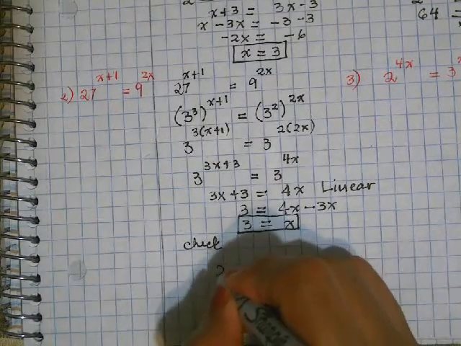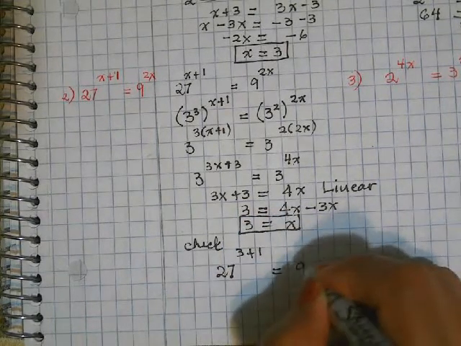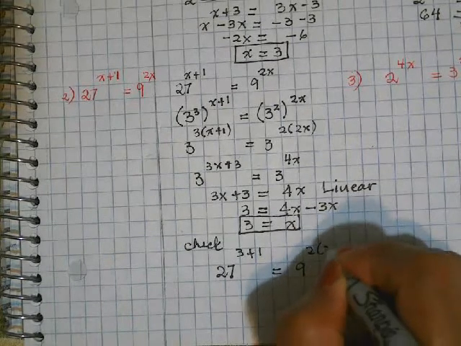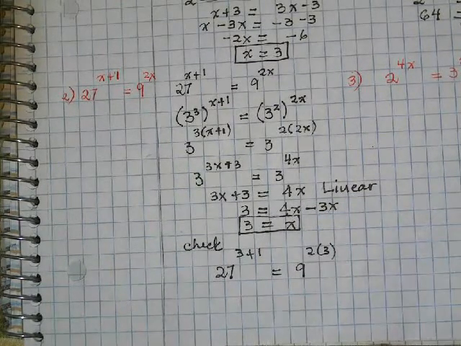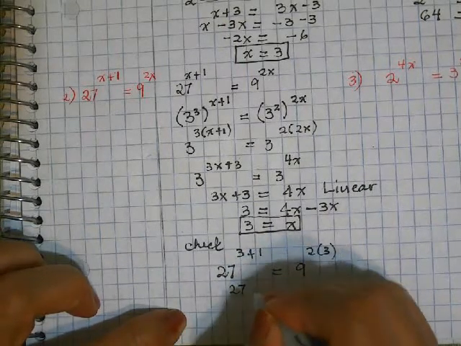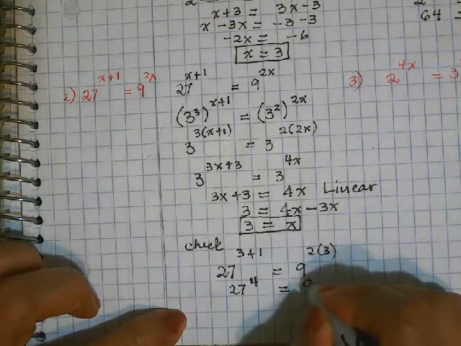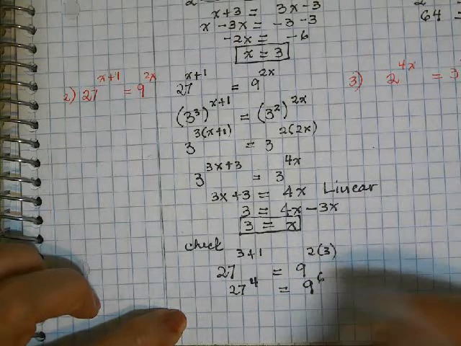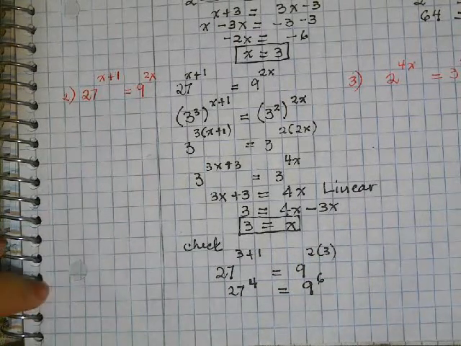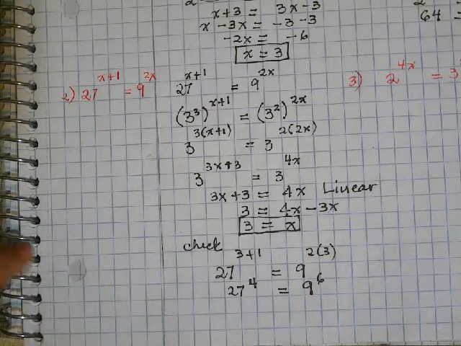Okay, so you will say is 27 raised to 3 plus 1 equal to 9 raised to 2 times 3, and you will see that they are equal. Use your calculator. 27 raised to the 4th power should equal 9 to the 6th power. Okay, so you will see that they are going to be equal.